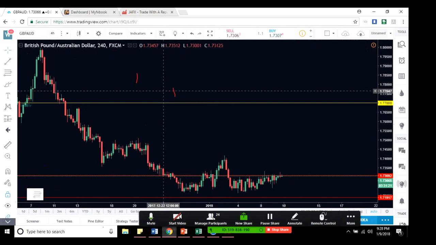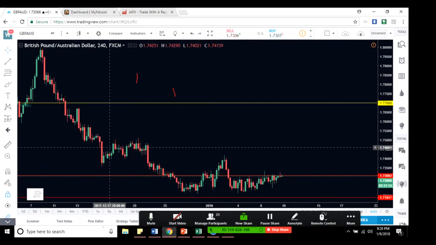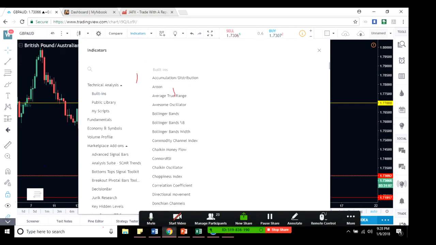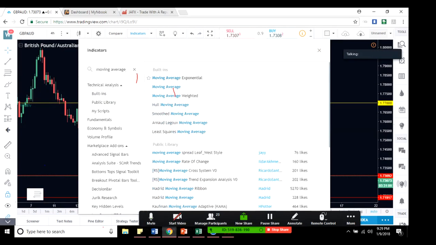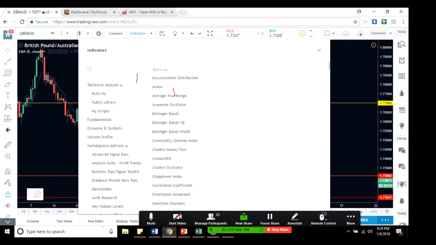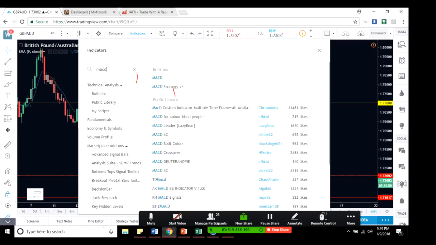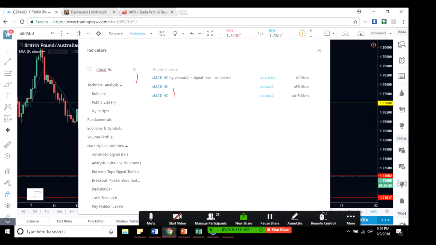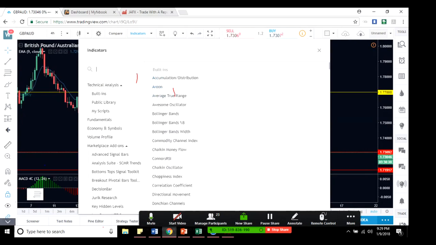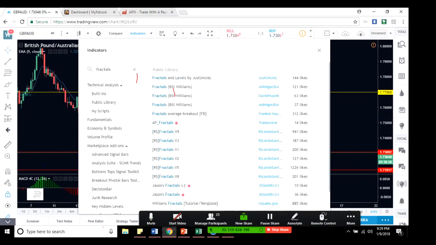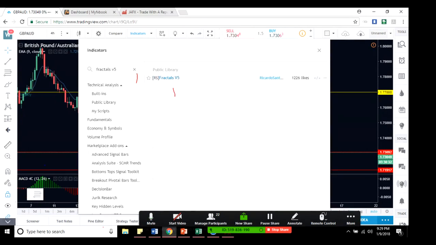All right. So when you all open up your TradingView account, your charts aren't going to look like this. Just basically bare. All right. Indicators we're going to add. Click on indicators. First one would be moving average, exponential. Click on that. The second would be the MACD, MACD 4C. All right. Click on that. Next would be fractals V5. Click on that.